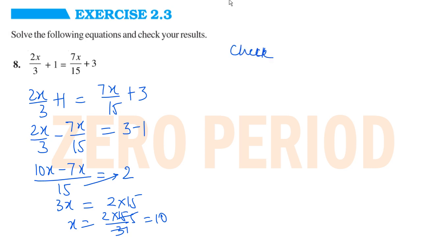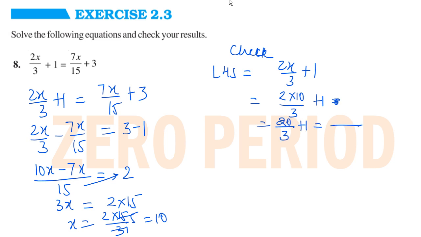Checking is like that. LHS is equal to 2x by 3 plus 1. My answer is 10. So 2 into 10 upon 3 plus 1, that means 2 tens are 20 by 3 plus 1. It should be 20 plus 3, 23 by 3.